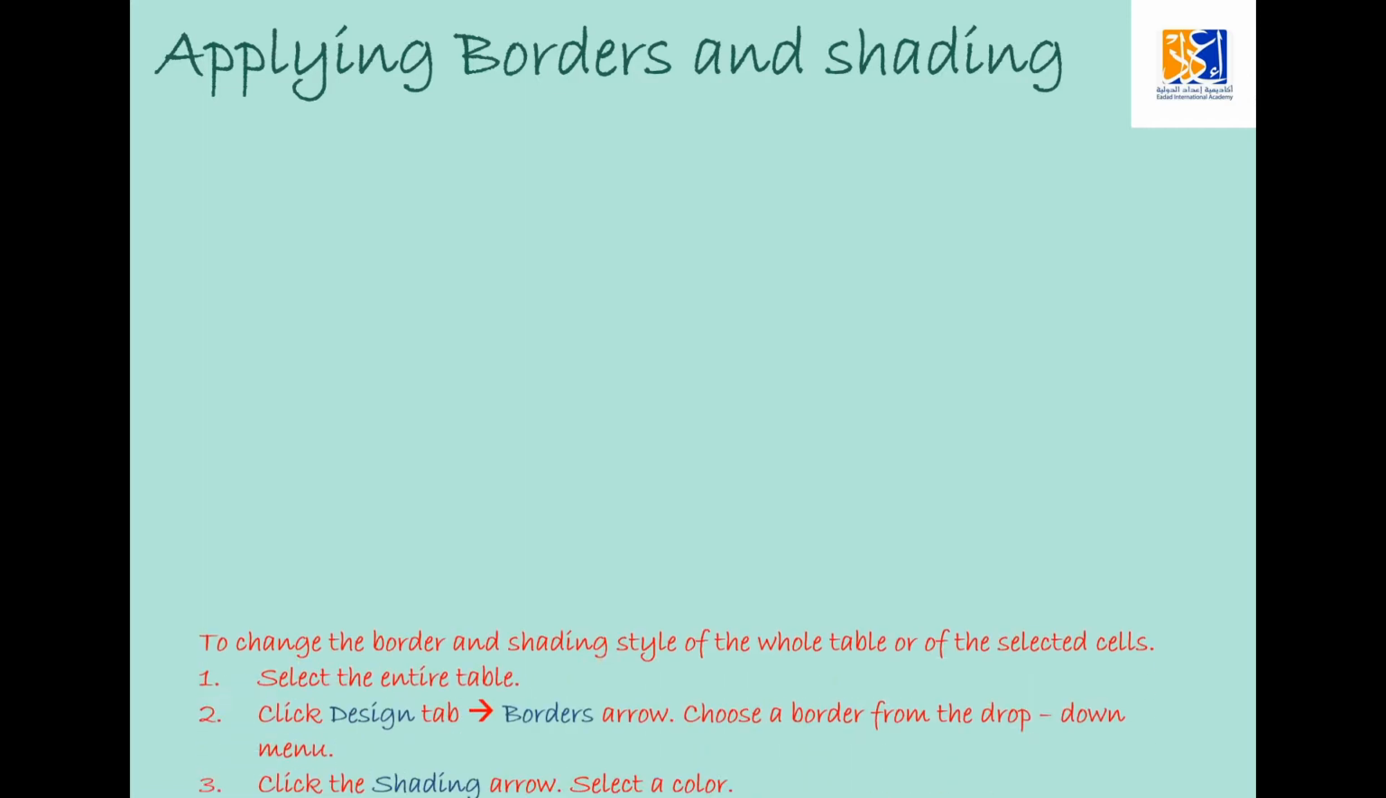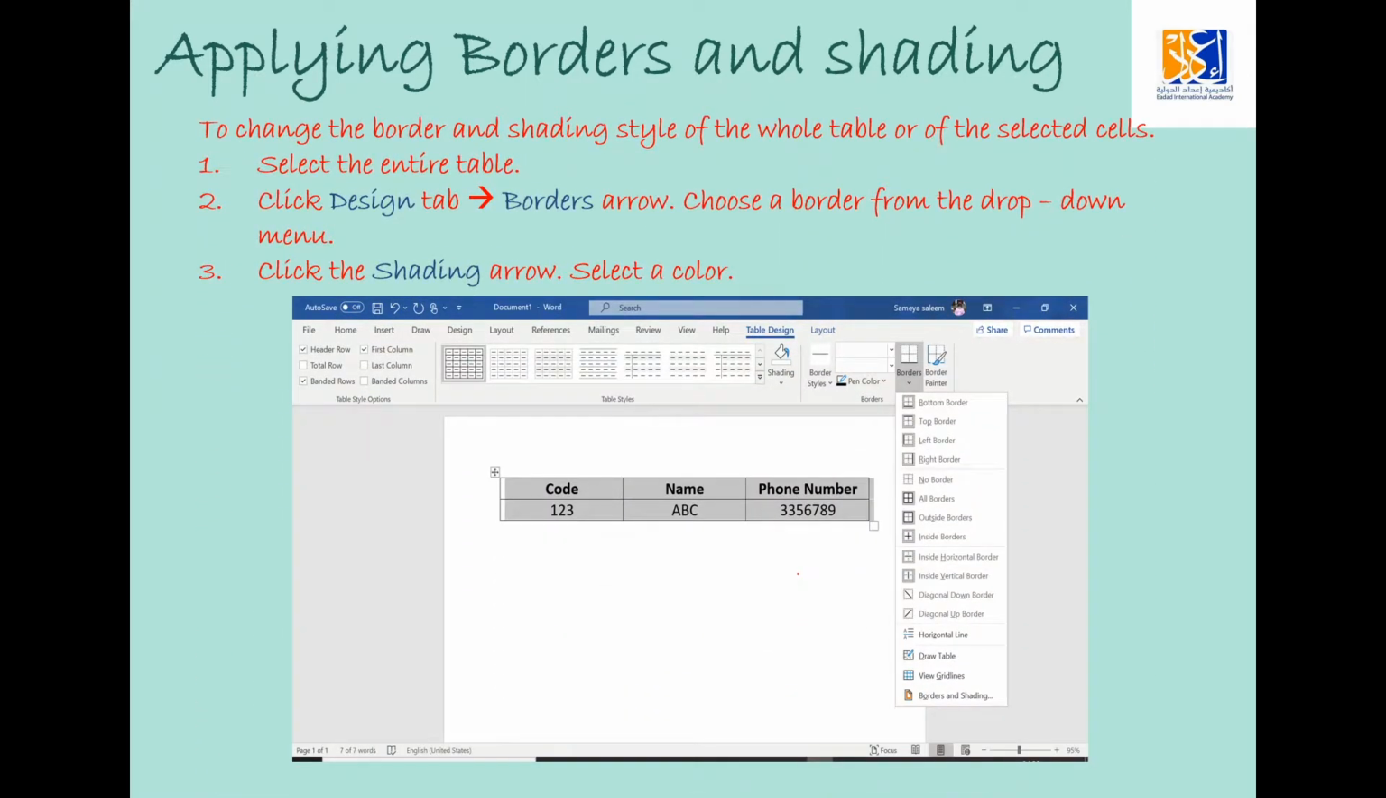Now, if I need to apply borders and shading to my table, how am I going to do it? To change the border and shading style of the whole table or of the selected cells, select the entire table. Click Design tab, click on Borders arrow, choose a border from the drop-down list menu. Then click the shading arrow and select a color. Let me show you in my Microsoft Word.